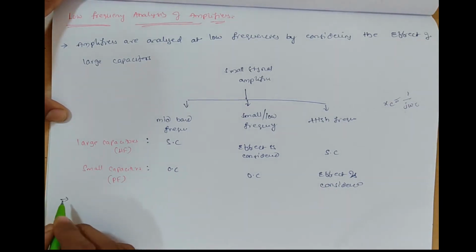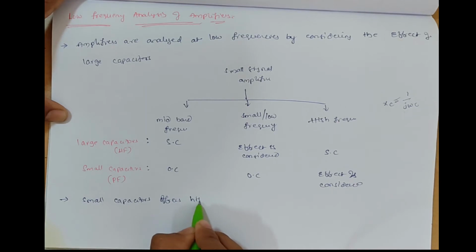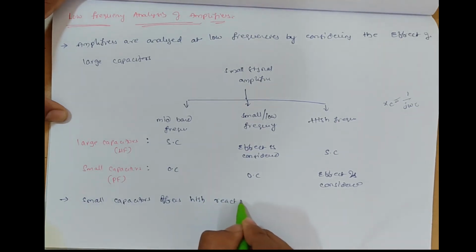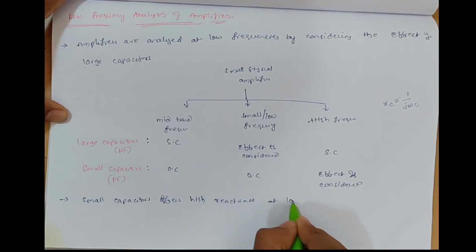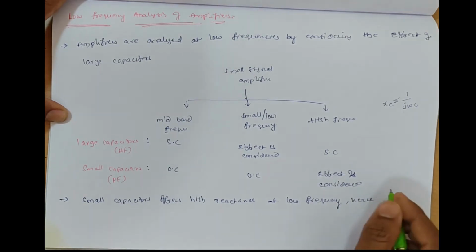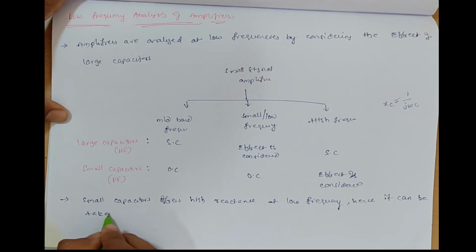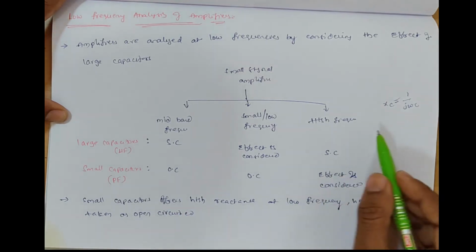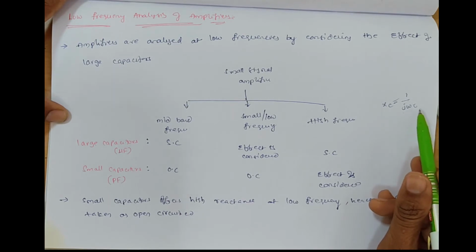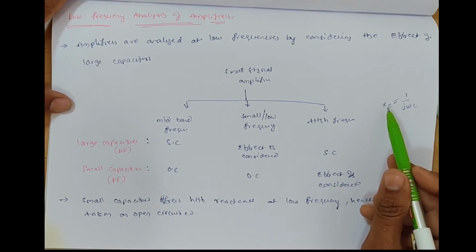So we can say small capacitors offer high reactance at low frequency. Hence, they can be taken as open circuited. Xc equals 1 by j omega c. Here capacitance is small and frequencies are small, so the impedance or reactance offered by the capacitance is very high. That's why we consider it as open circuited.